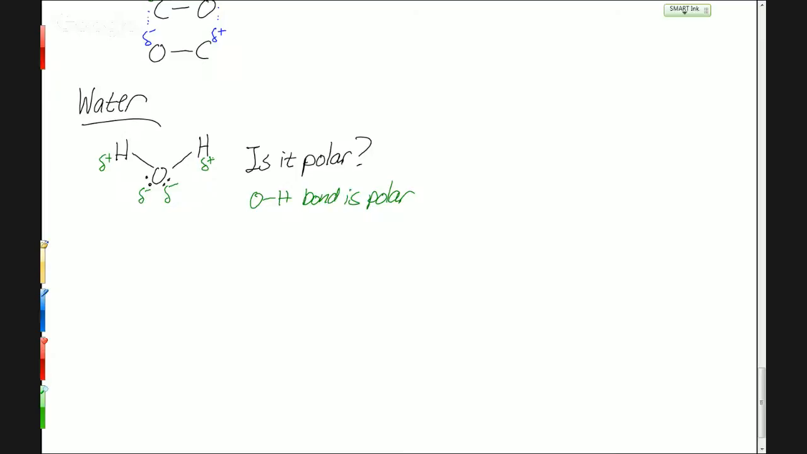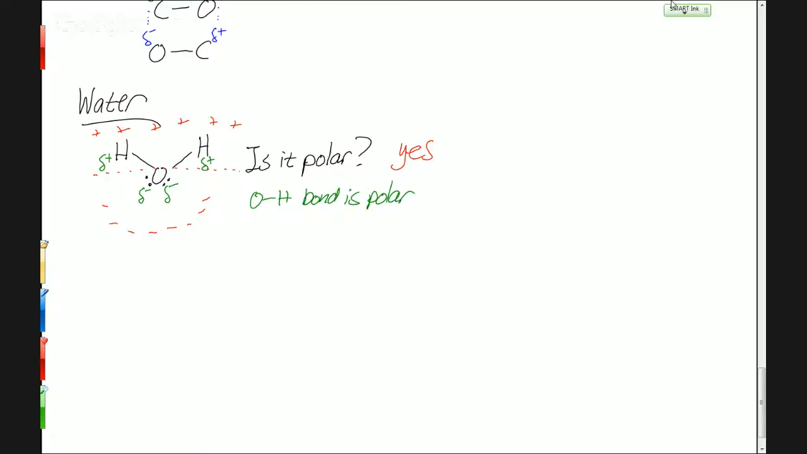So now we can look at this whole molecule overall, and you can imagine a line kind of splitting through the middle, and everything below it is more negative, and everything above it is more positive. All the positive stuff is kind of above, and all the negative stuff is kind of below. So that means that this overall molecule is polar. Yes, it is polar based on what we just found.